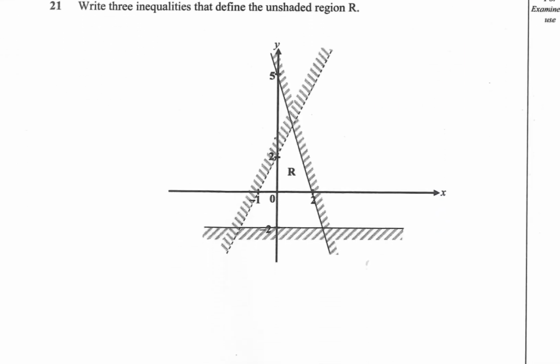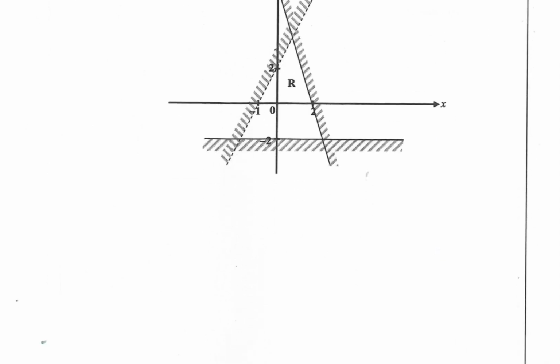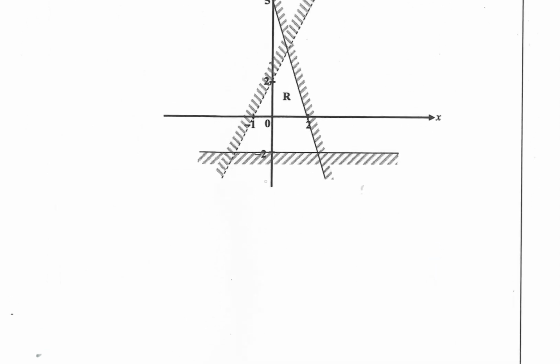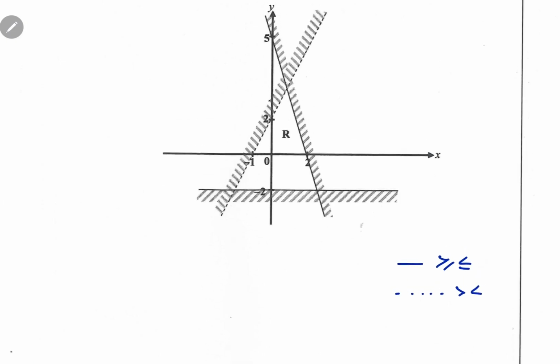Then now coming to 21, write 3 inequalities that define the unshaded region. The lines that are slanted or standing are easy to write the inequality for. You need to know that for a solid line, you use greater or equal to, less or equal to. But for a dotted line, you just use greater or less. So let us start with a simple one.